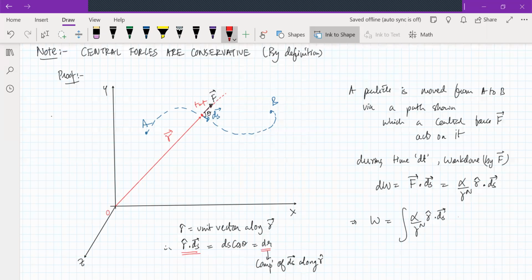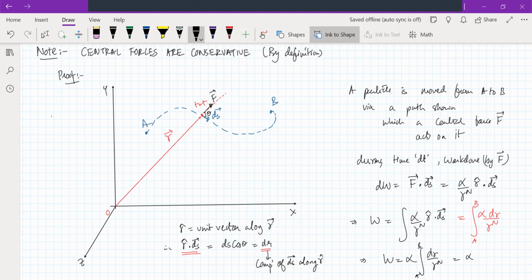So next step, this reduces to alpha dr divided by r to the power n, from A to B. So we are calculating the work done from A to B. So now you can see that this becomes an integration which is independent of the path. This is an integration of just this from A to B.